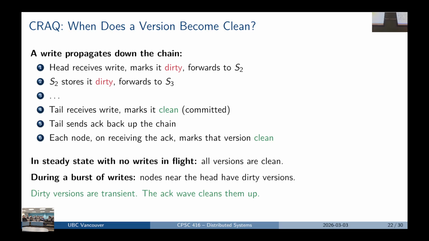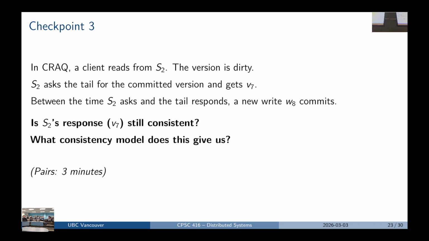So dirty versions are transient, the ACK cleans them up. So that's the point, is that if you get a burst of writes, then this will propagate them through, it'll clean them up. If your write traffic is more continuous, this may or may not be the right solution for you. All right, so now here we go.